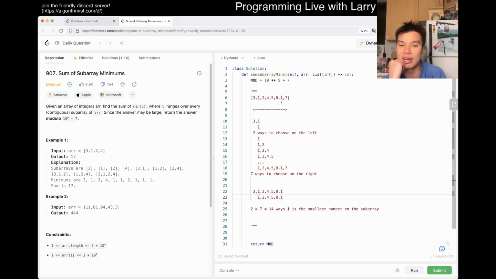So how do we get rid of double counting? There are a couple of ways you can think about it, for sure. The way that I think about it is just by breaking the symmetry.